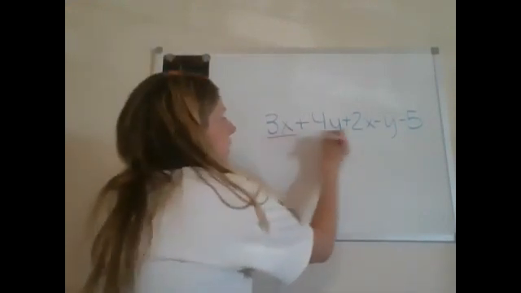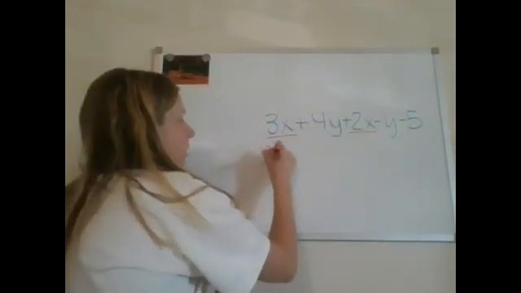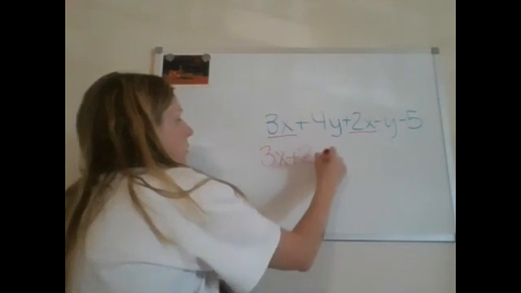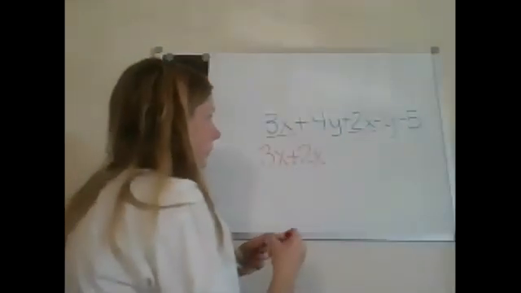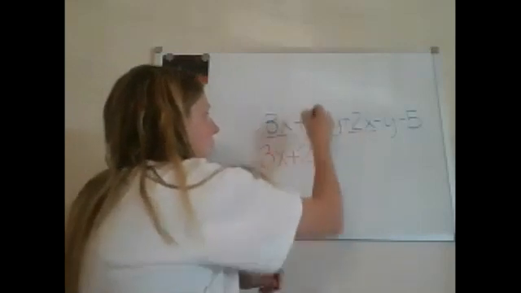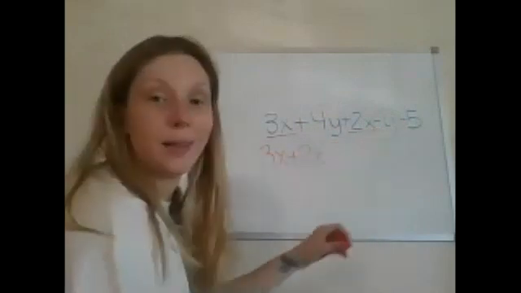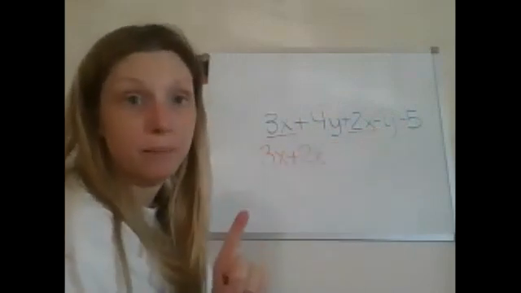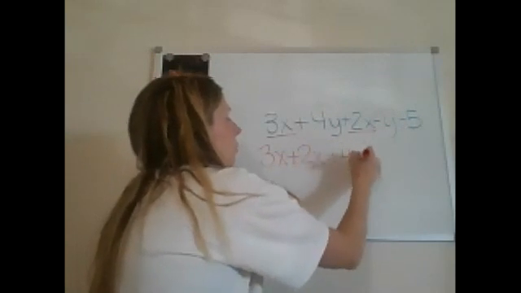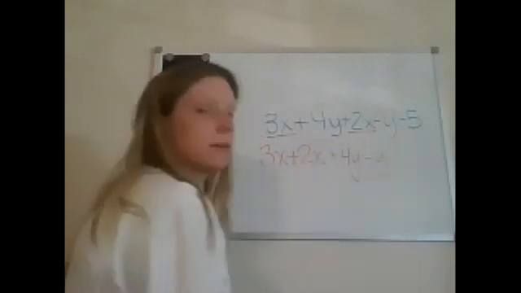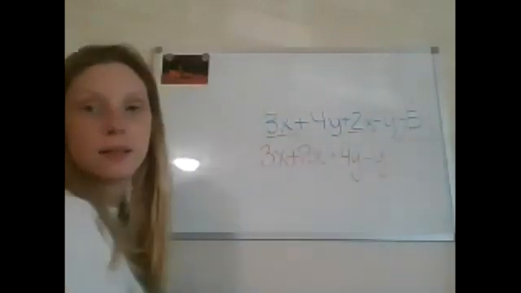So first I'm going to look at x's. I have a 3x and a 2x. So I'm going to write them next to each other. So there's a plus here, so there's a plus here, okay? Then I have a positive 4y and a minus y. Whenever you see minus a letter, that means one of them, okay? So here we would have plus 4y minus y. And then the last one we have here is this 5.